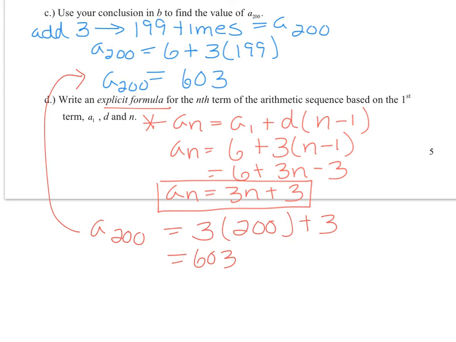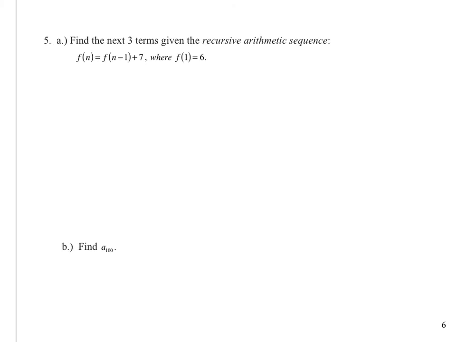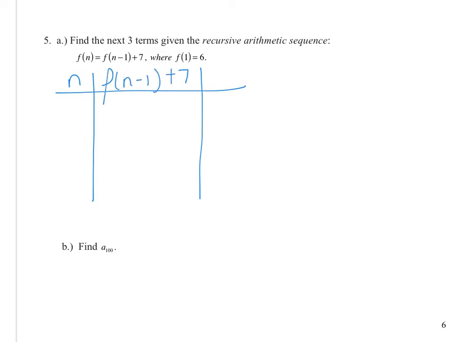Okay, let's take a look at the next page. On the next page, we're going to skip number 4 and go right down to number 5. Find the next 3 terms of the recursive arithmetic sequence. Okay, so it's recursive, which means we need the first to get the second to get the third, and so on. You're kind of getting used to that. So let's draw a chart. So here's our n. It's f of n minus 1 plus 7. And here's our answer. We know the first term, which has no work to do, is 6.